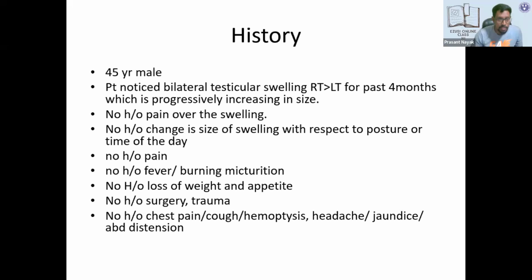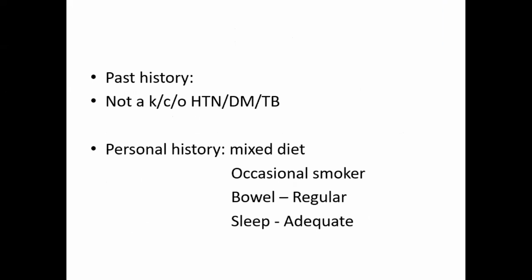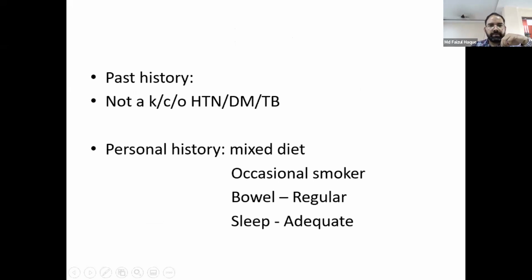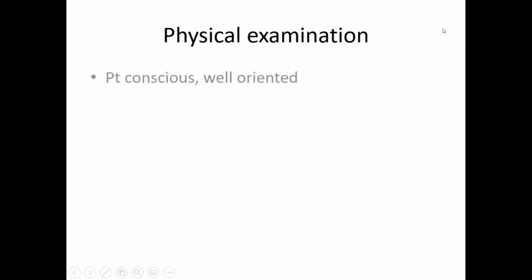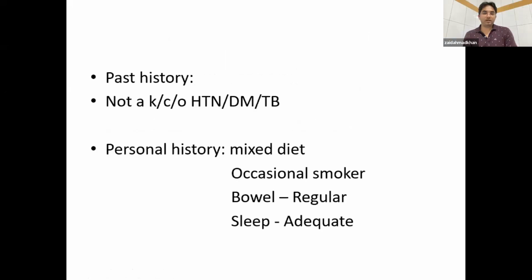So this is the history. We'll go to the past history. In the past history, sir, there is nothing significant. The patient doesn't have any comorbidity. What past history would you like to ask, Dr. Zaid? I would like to know if he underwent any surgery before, like for undescended testis or hernia, and at what age he underwent surgery for that.